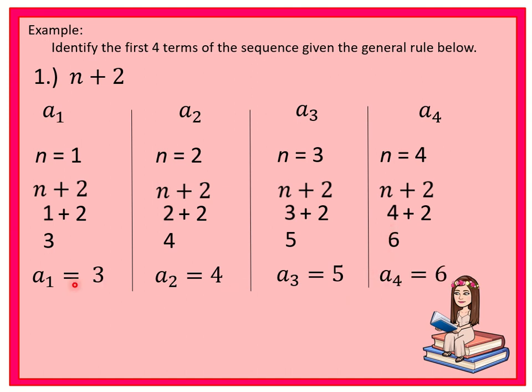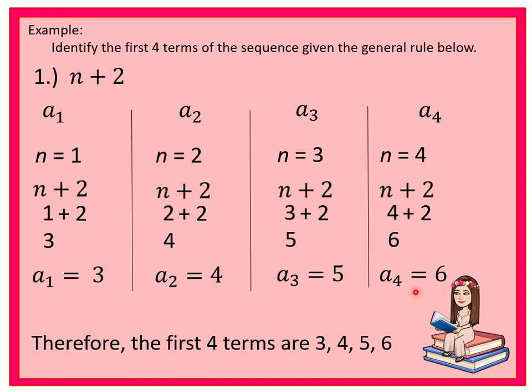So, nakuha na natin ang a sub 1, a sub 2, a sub 3, and a sub 4. Those are the first term, second term, third term, and fourth term. So, we can now say that the first four terms of that sequence are 3, 4, 5, and 6. Nakukuha ba? Okay. Proceed tayo sa second example.